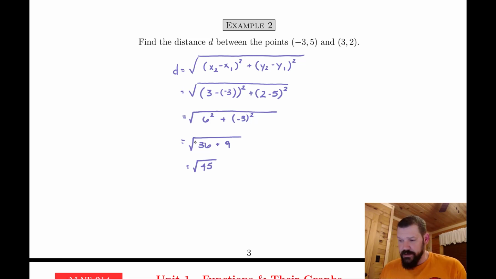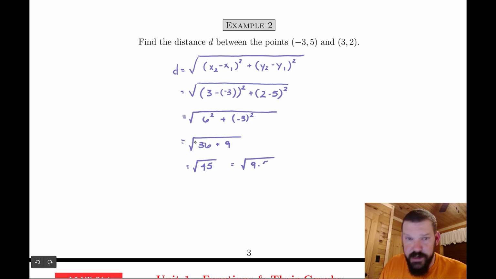Now the square root of 45 is not a perfect square, but we can simplify it. The square root of 45 can be written as the square root of 9 times 5. We can break that apart, and we get 3 radical 5.